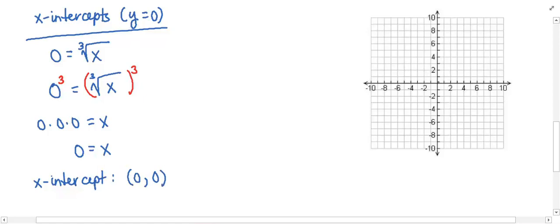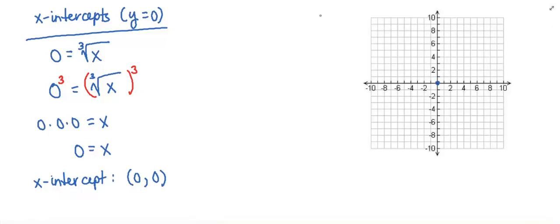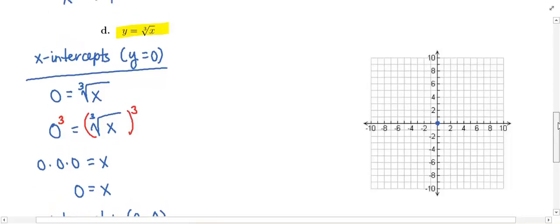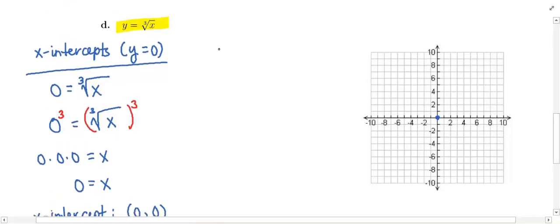I'm going to go ahead and plot this point because it will be on the graph. This is going to be the x-intercept of the graph. Now we need to determine the y-intercept. For the y-intercepts, we need to set x equal to 0. All right, so let's do that.